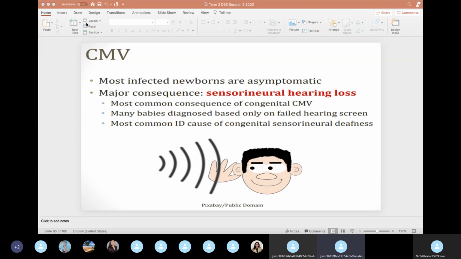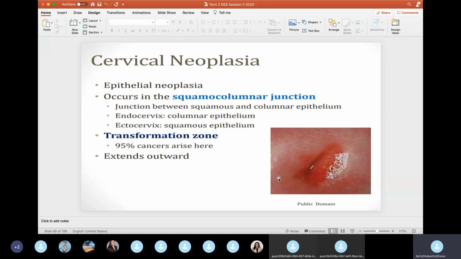Isn't one mechanical and the other one is neuronal? Exactly. So sensory neural hearing loss, there's something wrong with your cochlea. Remember your cochlear membranes? There's something wrong there. Contrast this one with your conductive hearing loss. There's blocking maybe in your middle ear or your outer ear. So when I say CMV, you say sensory neural hearing loss.